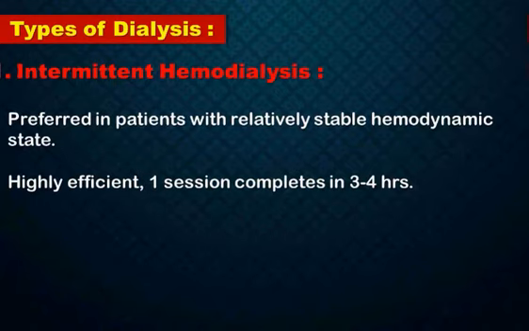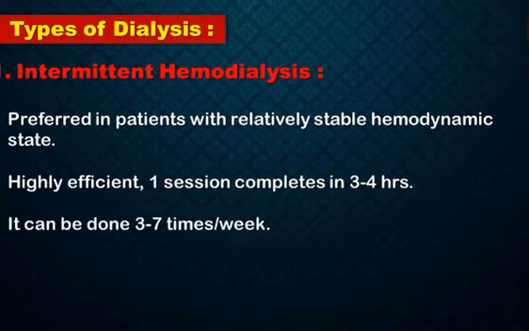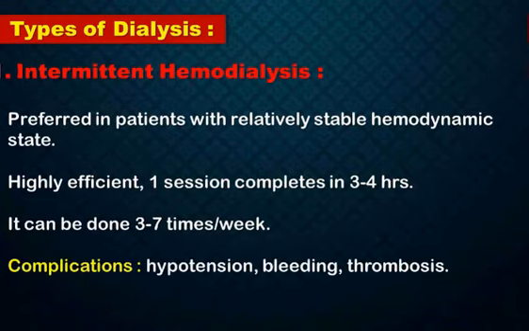It is highly efficient. Intermittent hemodialysis is given as 1 session of 3 to 4 hours, and the session can be repeated 3 to 7 times per week, meaning every day or every other day, accordingly. Complications are hypotension, bleeding, or thrombosis. That's why it should be done in a hemodynamically stable patient.